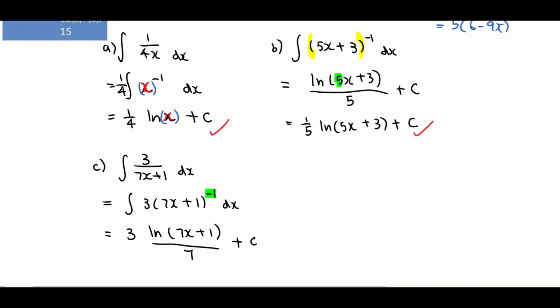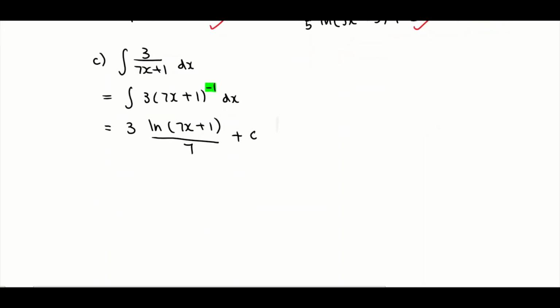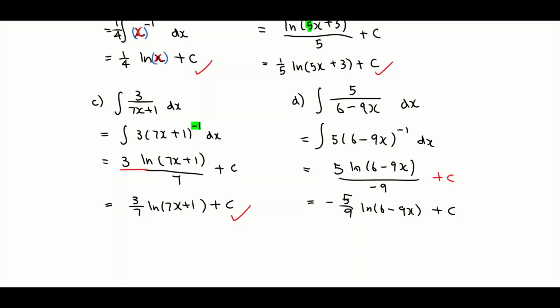How can I simplify this answer? 3 over 7. Thank you. So this is the answer. Alright, you can check your answer for part D. The answer is -5/9 ln(6 minus 9x) plus c.